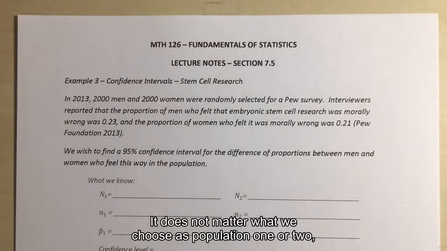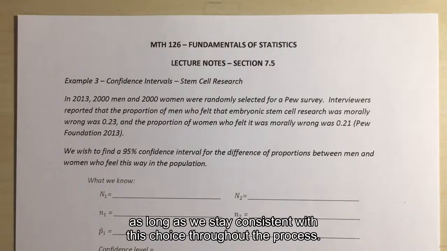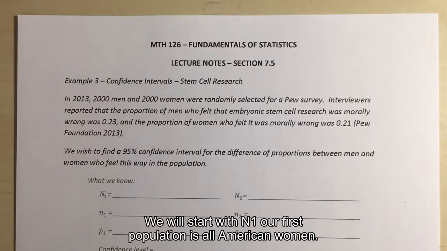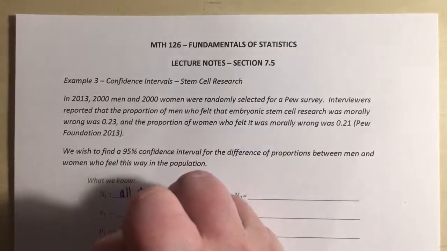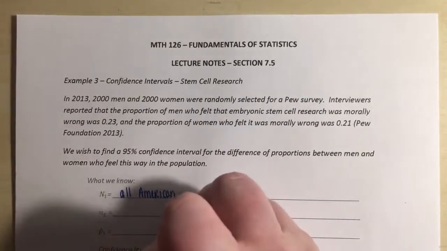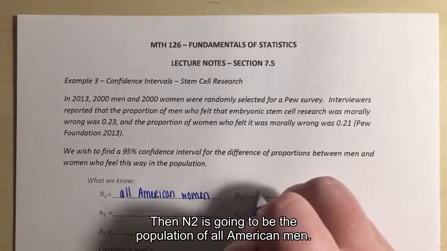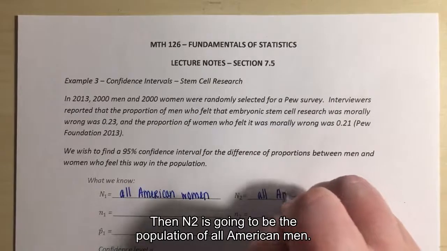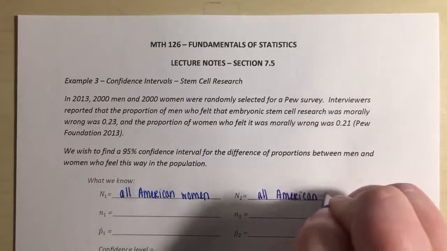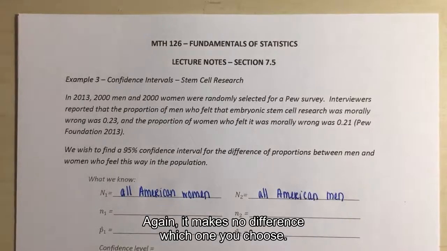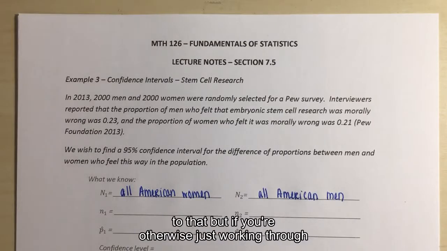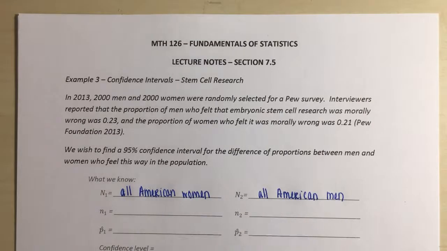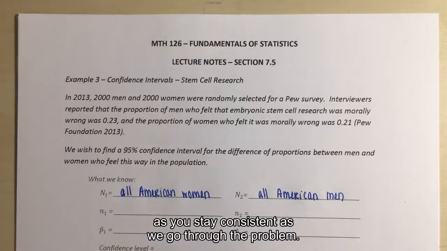It does not matter what we choose as population 1 or 2, as long as we stay consistent with this choice throughout the process. So we will start with N1. Our first population is all American women. And then N2 is going to be the population of all American men. Again, it makes no difference which one you choose. If you're told to specifically choose one as population 1 or population 2 in the homework, pay attention to that. But if you're otherwise just working through it, it doesn't matter which one you choose as long as you stay consistent as we go through the problem.